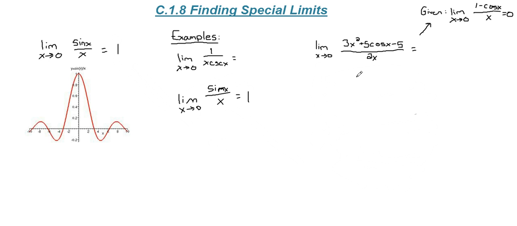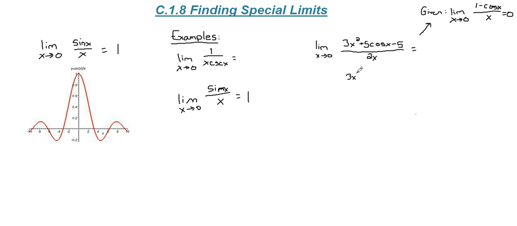Alright, let's try again, a little bit different one. This is 3x squared plus 5 cosine x minus 5 over 2x. Very complicated. Substitution doesn't work, gives us a 0 in the denominator. There's no immediate way to simplify this, but we are going to be given an identity, so to speak. We are being told that the limit as x approaches 0 of 1 minus cosine x over x equals 0. So we're going to modify this algebraically to see if we can get it to work.